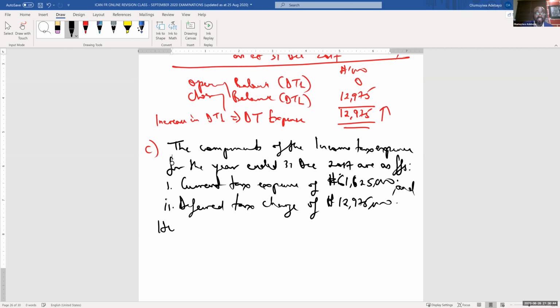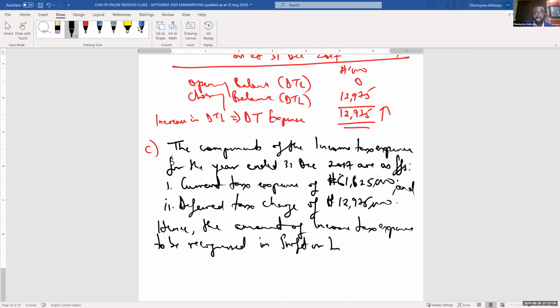Hence, the amount of income tax expense to be recognized in profit or loss is, what's the total of the two? 61,625, have you? Everything sums up to 74,600,000 naira.